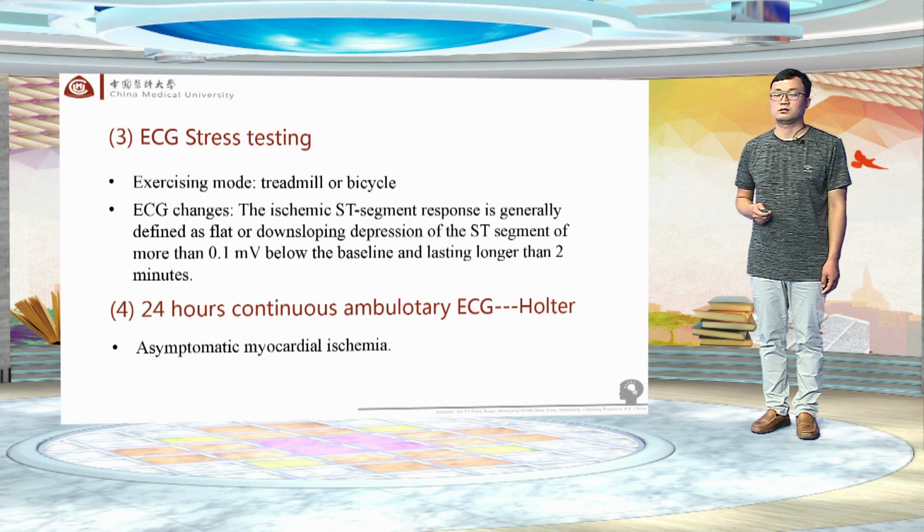The fourth one is 24-hour continuous ambulatory ECG. We also call it Holter. We can find asymptomatic myocardial ischemia by this method.